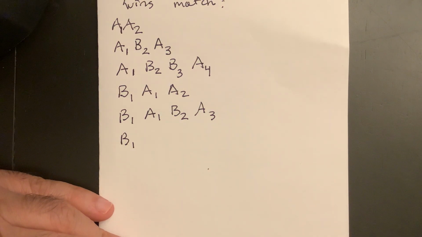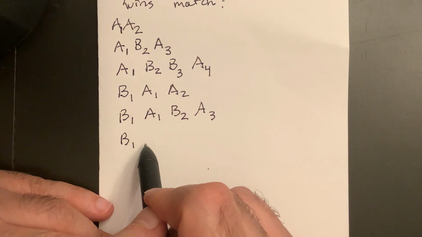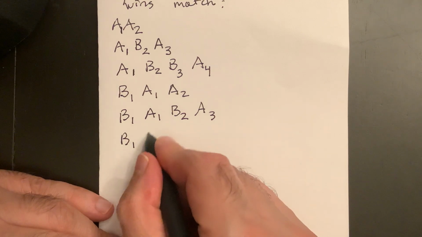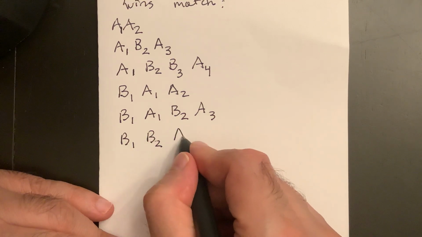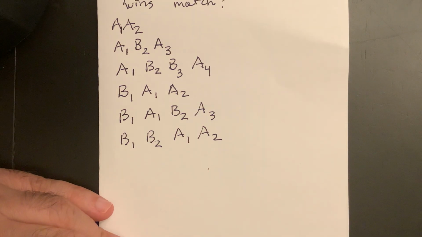And let's see. B can win two, right? So B can win this one. And see what I mean? It's hard to even list something this small. B could win this one. B could win this one. But now A has to win the next two. I think this may be it.